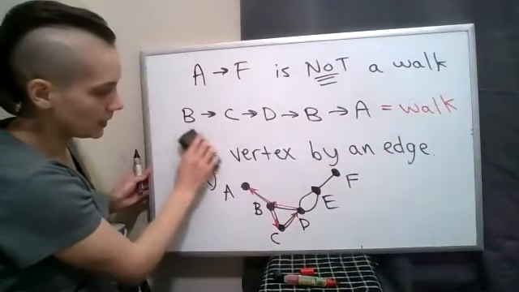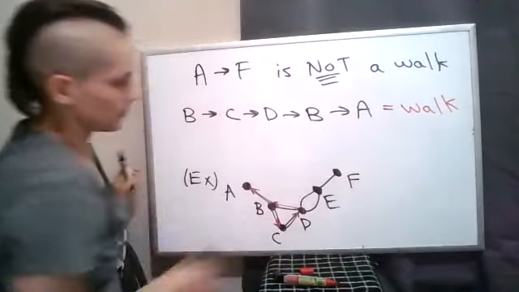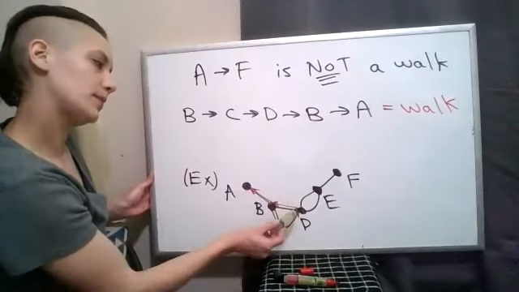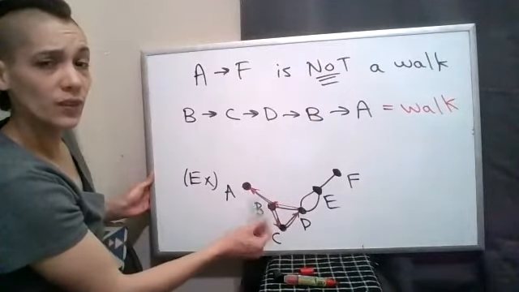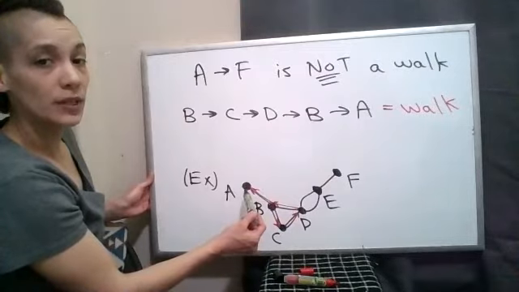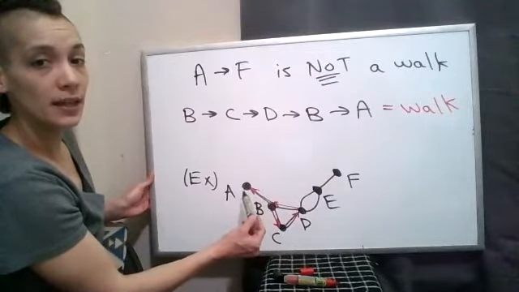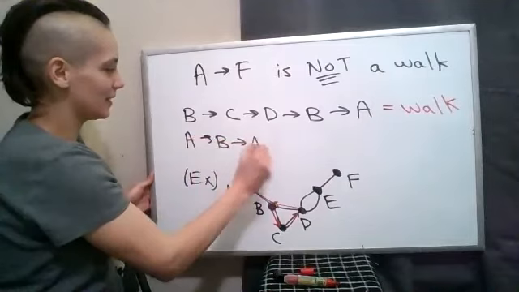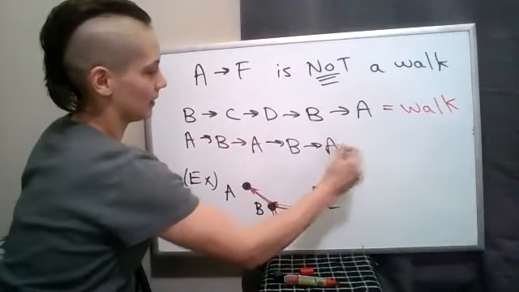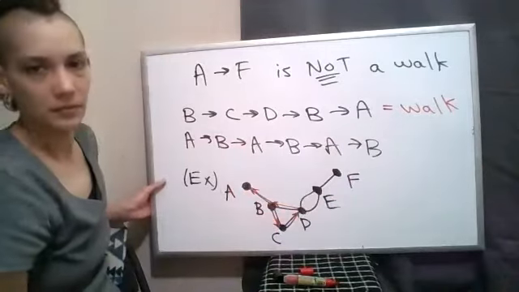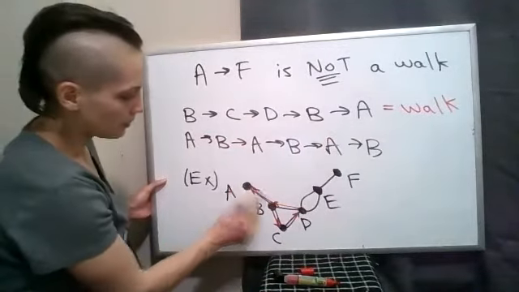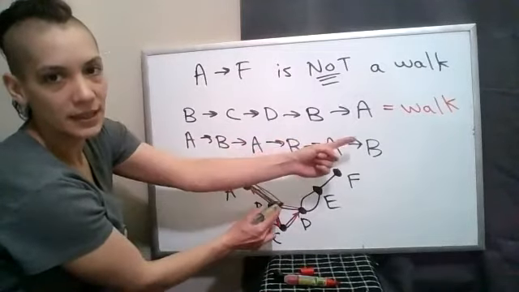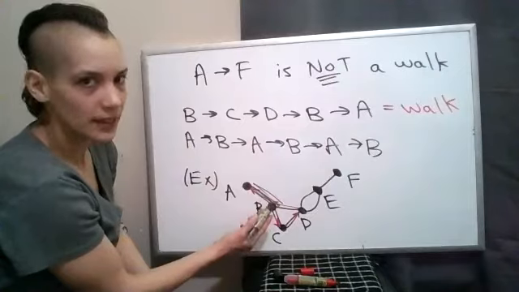Let's just go between A and B. We go A, B, A, B, A, B, stop. So I would go A to B, and then back to A, and back to B, and back to A, and back to B. So I went over this edge a bunch of times, but that's okay. It's a walk.